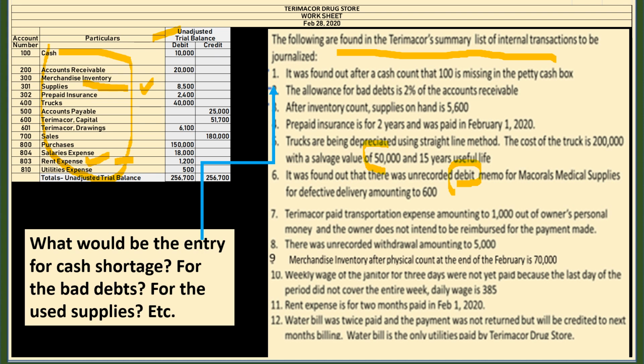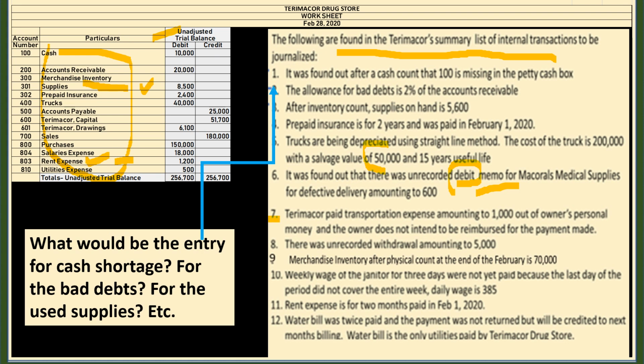Mackerel's medical supplies is a supplier of Terimacor. So Terimacor purchased on account from Mackerel, and since there was a debit memo that was unrecorded, the accounts payable were understated, and the purchase returns and allowances was understated too. So we're going to make an adjustment for this unrecorded transaction. So this is a non-recorded transaction.